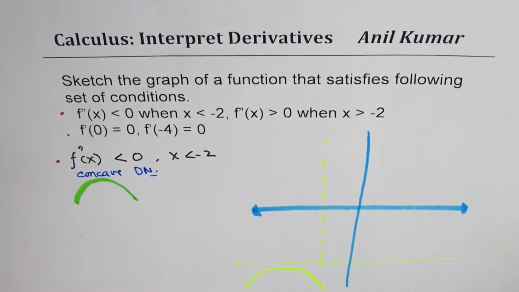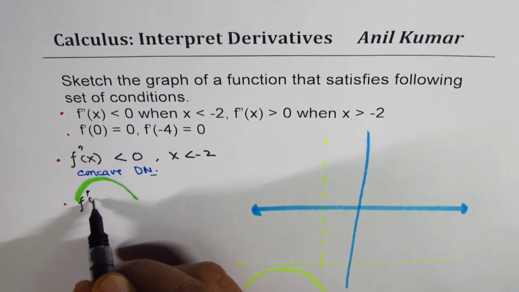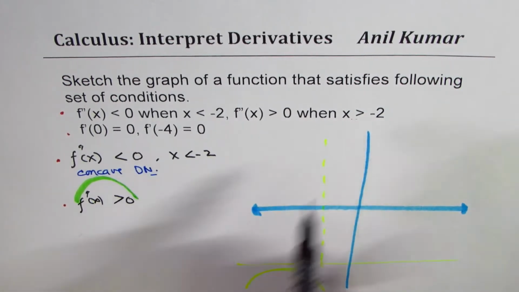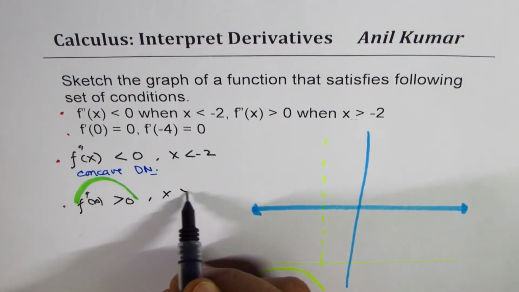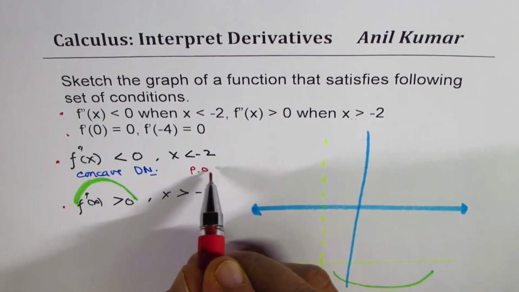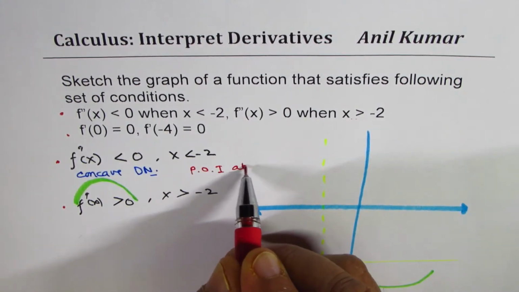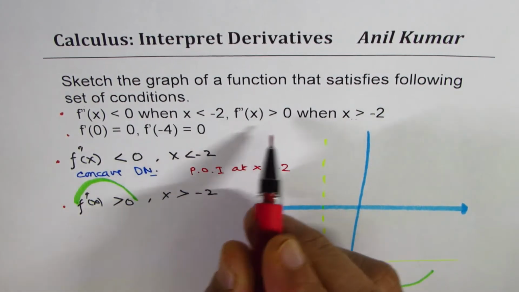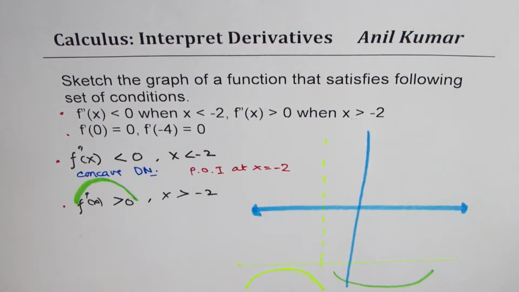Do you understand? Now the second condition given to us is that the second derivative is greater than 0 when x is greater than minus 2. That means there is a change in concavity. This portion is concave up. So that means we have a point of inflection at x equals minus 2. Do you get an idea? So that is the information which you can derive from the first condition.